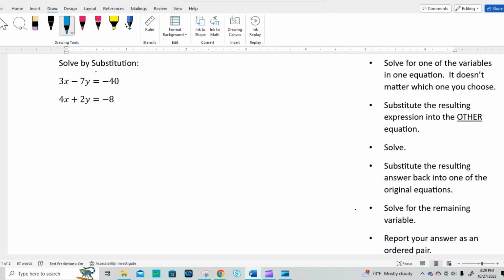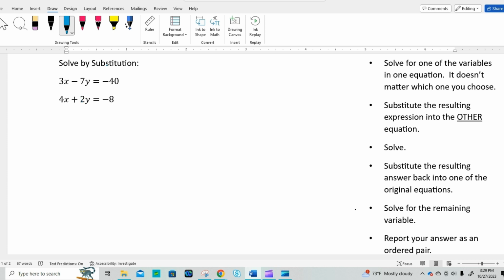Okay, here we are at our third system, and we have been given 3x minus 7y is equal to negative 40, and 4x plus 2y is equal to negative 8. And this time I'm not going to label all the steps, but I am going to talk through them. So the first thing that we have to do is get one of those 4 variables isolated.